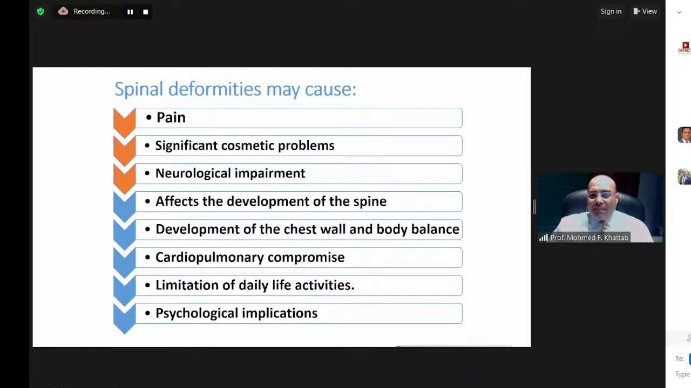may cause neurological impairment. It is usually said that if you have local kyphosis of more than 30 degrees at the thoracolumbar junction, you may have neurological deterioration over time. It may affect the development of other spine areas, and the development of the chest wall and the body balance may be affected negatively. A severe deformity over 80 degrees can cause cardiopulmonary compromise. And of course, it affects the patient's quality of life. The psychological implications are really devastating for the patients and the families as well.